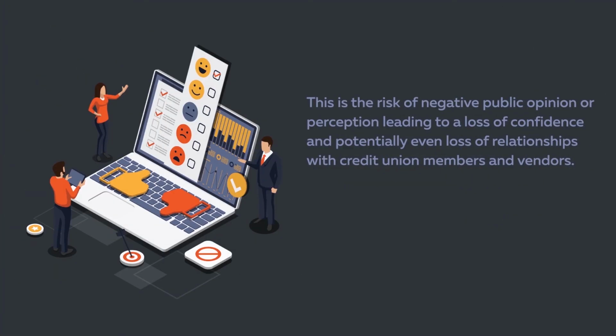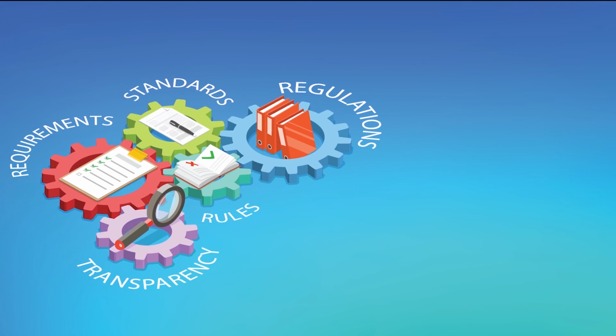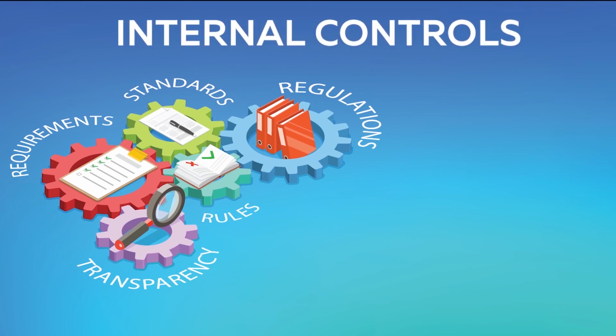This is the risk of negative public opinion or perception leading to a loss of confidence and potentially even a loss of relationships with credit union members and vendors. So, how do we deal with these risks and address the ratios that show our performance? The answer is internal controls.